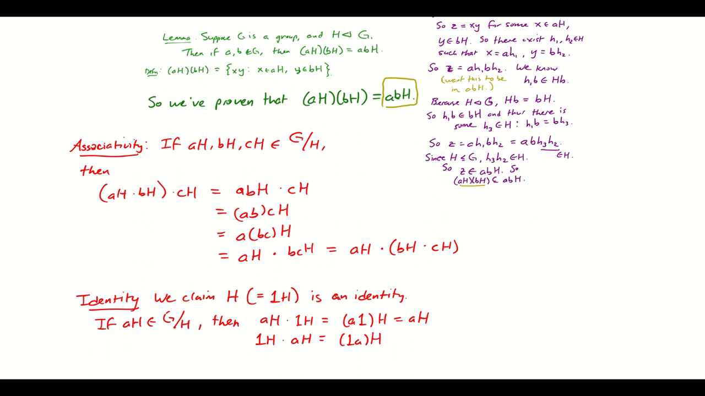Okay, so at this point, what we're doing is we're just using the relevant properties of the group G. And we're using the fact that even though what we're operating on is cosets, the operation looks an awful lot like the operation on G. It's just filtered through these cosets.